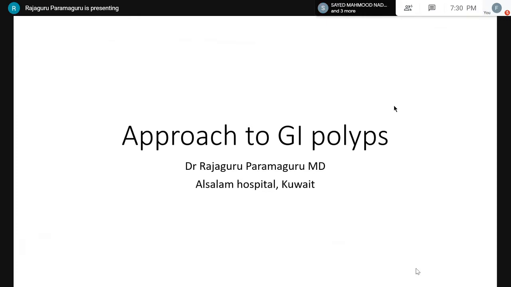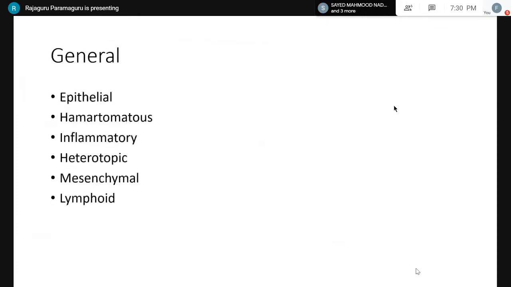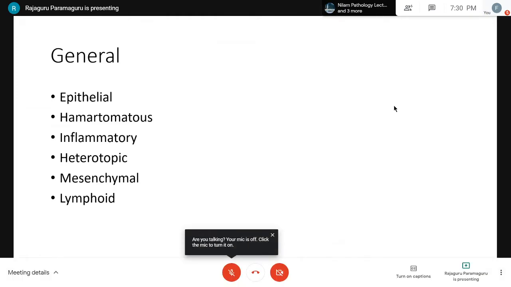In general, the polyps of the GIT are divided into epithelial, hamartomatous, inflammatory, heterotopic, and mesenchymal polyps. This is on the whole. We will not be going into the particular types I've described. We are going to see something about the approach, mainly covering the gray areas, and we'll also look at some of the new entities.